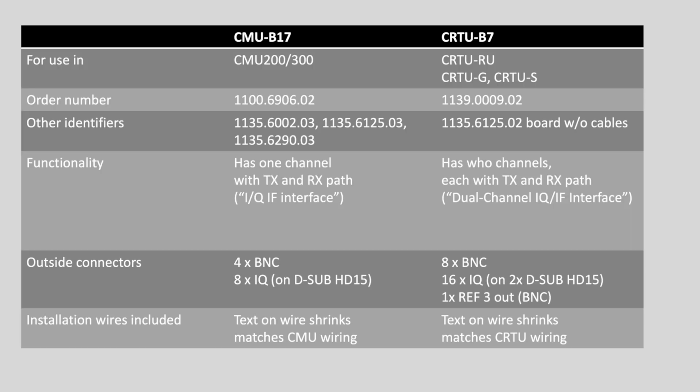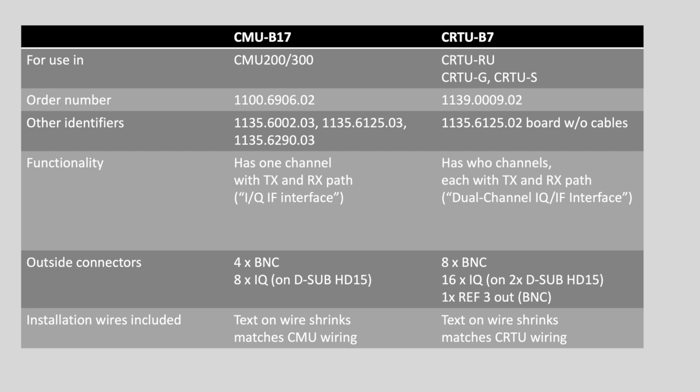But before doing so, let's quickly look at what the functional differences of these units are. The B17 is for use in the CMU200 and 300, while the CRTU unit, the B7 unit, is for the CRTU, which is a family of devices, somehow based on the CMU, but certainly not identical. They are designed for other use cases like protocol testing.